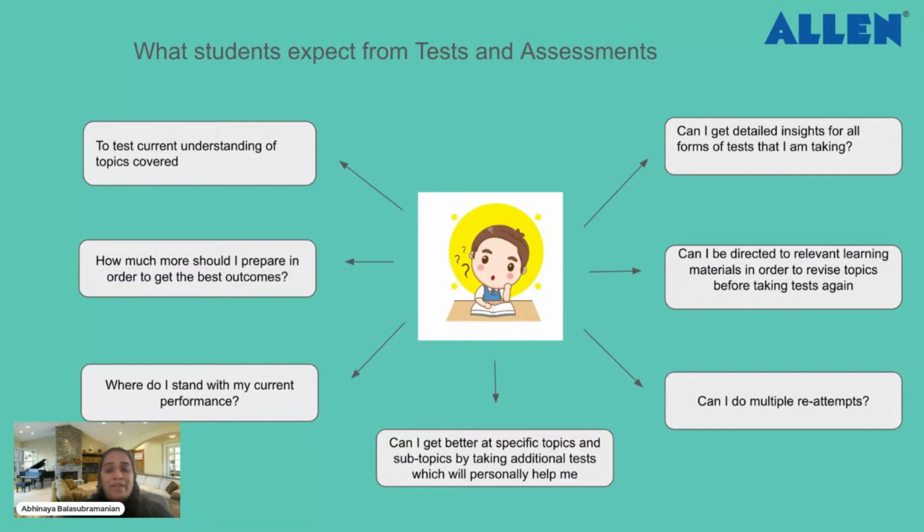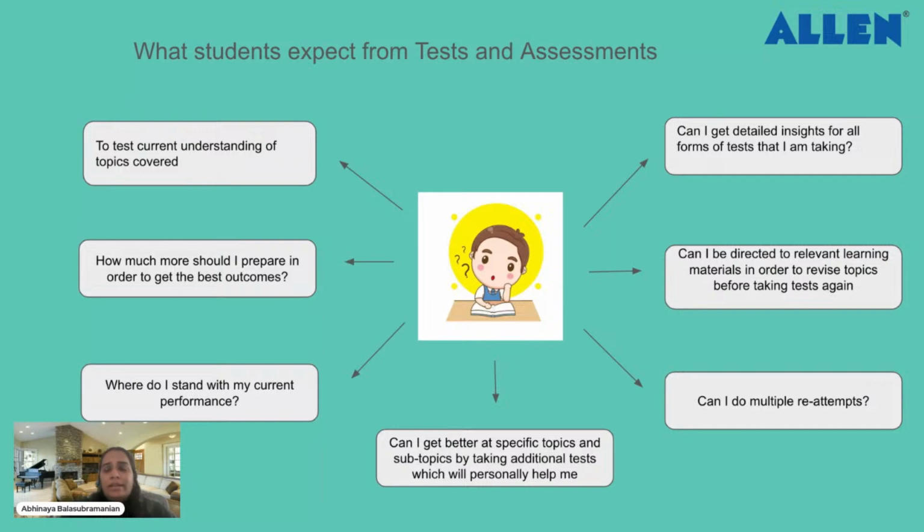Then, can I get better at specific topics and subtopics, and do I need additional tests to personally help me improve? Because child A can be good at something and child B could be good at something else, but both of them eventually have to learn a topic C. So if A requires a little bit more questions and more learning to get better, then that kind of personal view needs to be given, and we help with that by going through more tests.